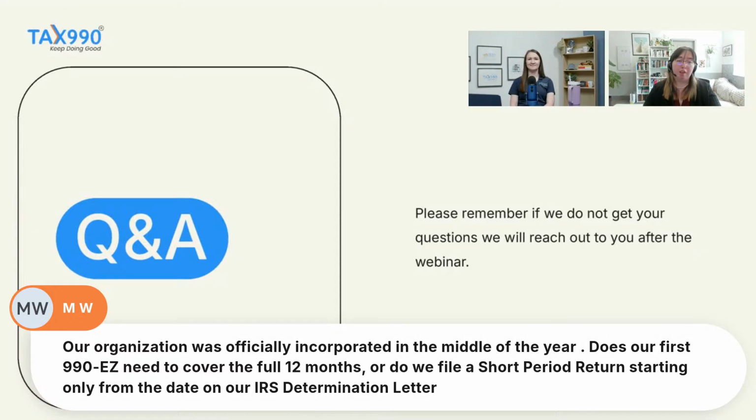Yes, it is. So you want your 990 EZ to cover when you started operating as a nonprofit. And so if that was in the middle of the year and that's when you started operating, even if you haven't received your determination letter yet, that's when your EZ needs to start. If you haven't received your IRS determination letter, but you've submitted it, or if you're operating as a nonprofit and you're working on submitting it, you still want to be filing the EZ.